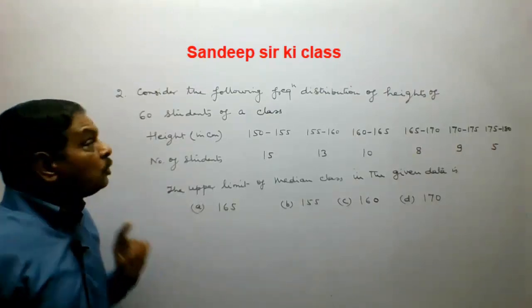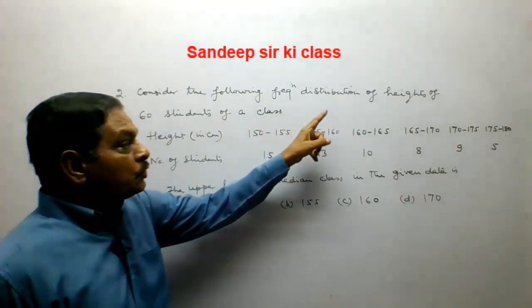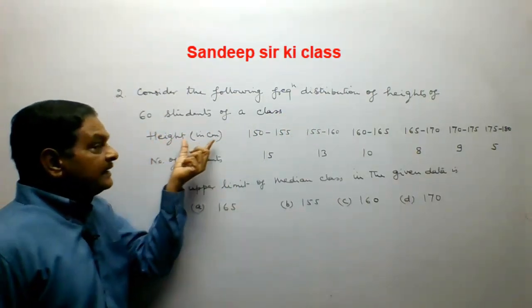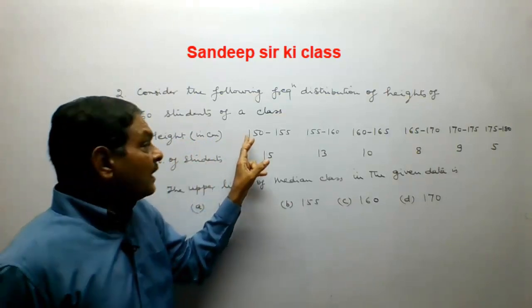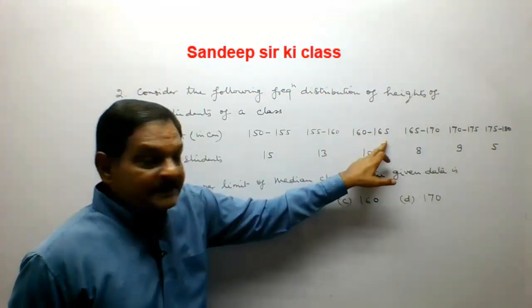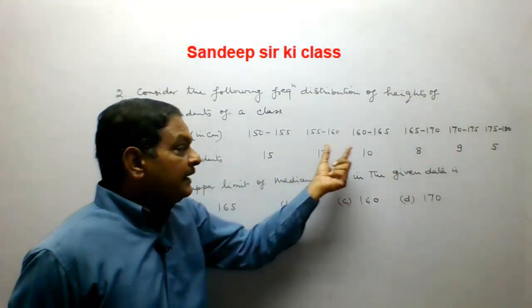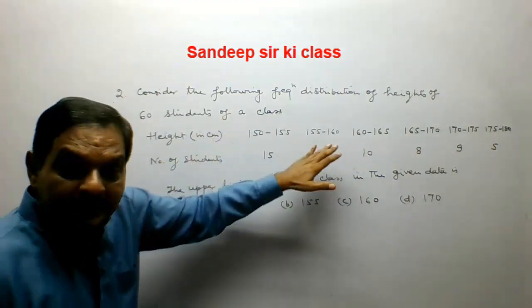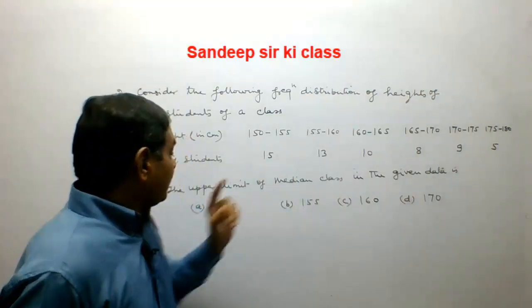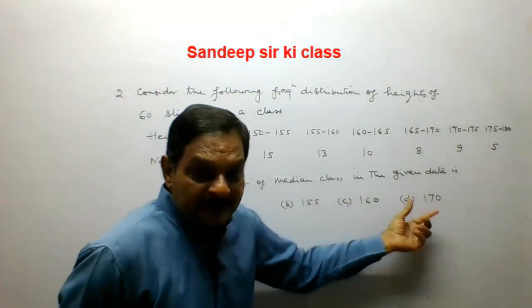Now we will see question number 2. A question on statistics. Consider the following frequency distribution of heights of 60 students of a class. Height in centimeters is given. Class intervals are 150 to 155, 155 to 160, 160 to 165, and so on. Number of students correspondingly are given as 15, 13, 10, and so on, like in this table. The upper limit of the median class in the given data is: options are 165, 155, 160, 170.